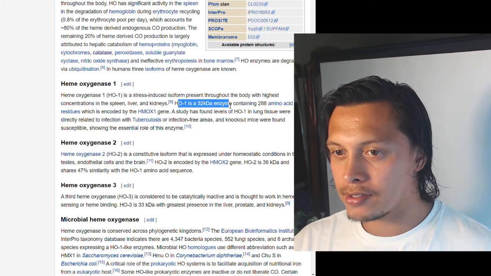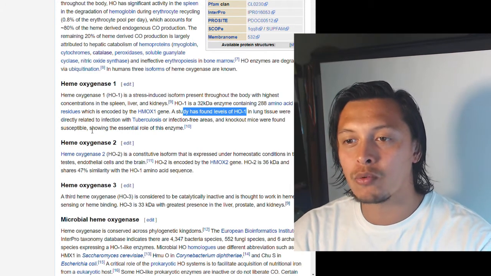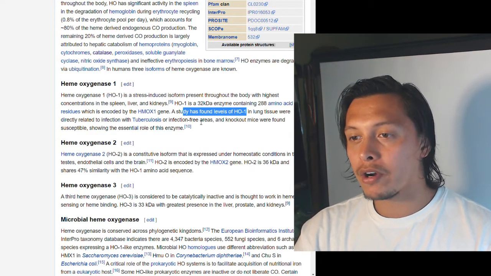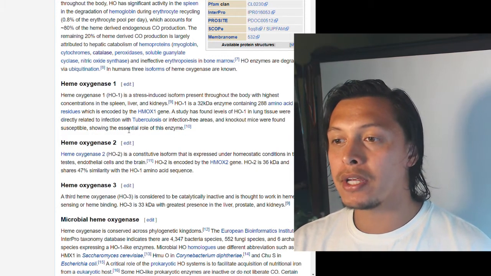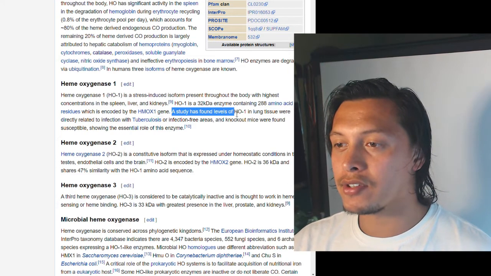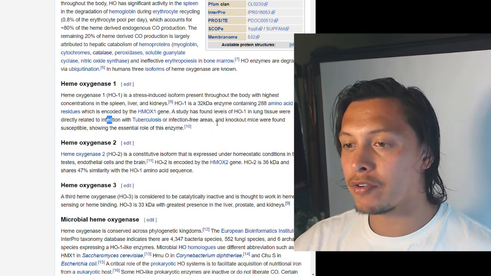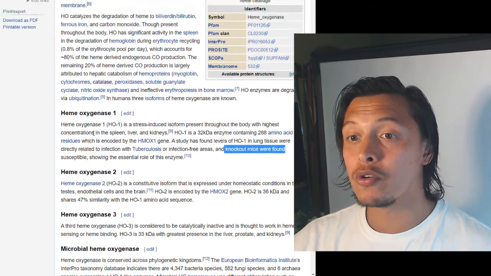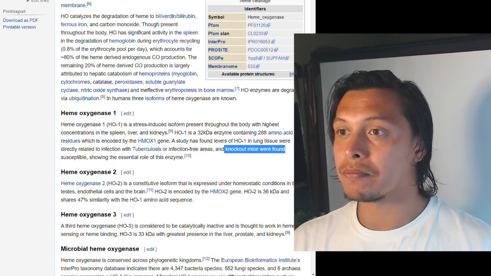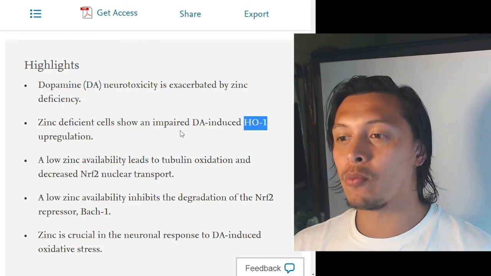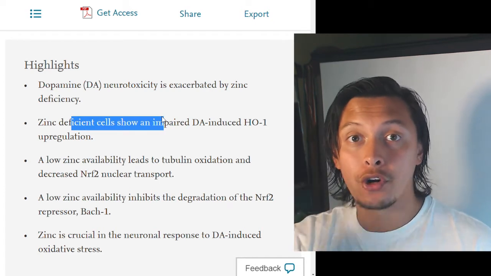It is encoded by the HMOX1 gene, and studies found levels of HO1 in lung tissue were directly related to infection with tuberculosis or infection-free areas, and knockout mice were found susceptible, showing an essential role of this enzyme. So if you remove heme oxygenase abilities from mice, it ends up screwing up their ability to fight against infection. That's just one of the things associated with HO1, and apparently it's also associated with neuroblastomas.